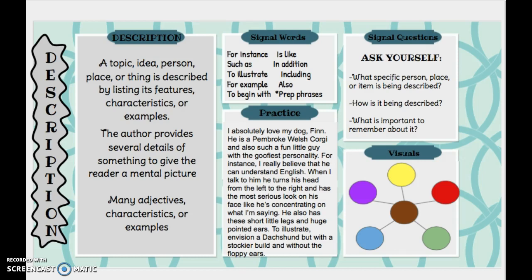So as I'm looking, here's my example. I absolutely love my dog Finn. He is a Pembroke Welsh Corgi and also such a fun little guy with the goofiest personality. For instance, I really believe that he can understand English. When I talk to him, he turns his head from the left to the right and has the most serious look on his face, like he's concentrating on what I'm saying.